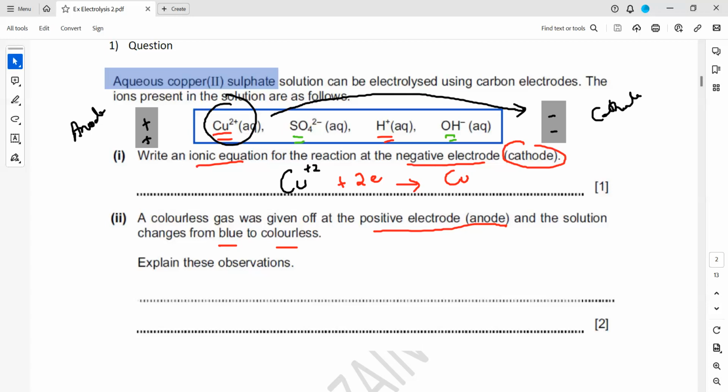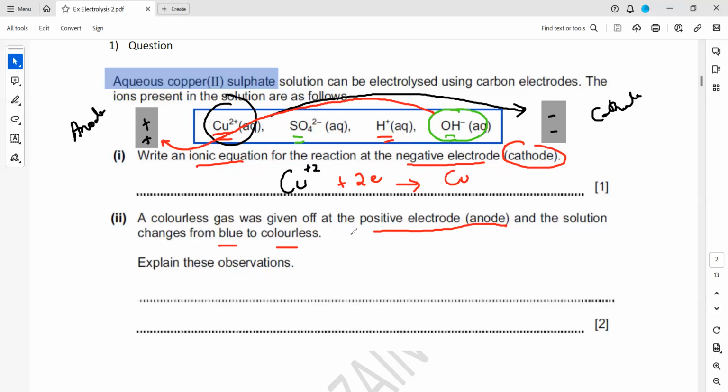Sulfate, nitrates, and carbonate never move. Whenever there's a sulfate ion, nitrate ion, or carbonate ion, because of their mass, they're not able to move in the electrolyte. So which ion will move there? The hydroxide ions will move. Even if it was a concentrated solution, where sulfate is more, it still cannot discharge. So the hydroxide ions are attracted towards the anode.